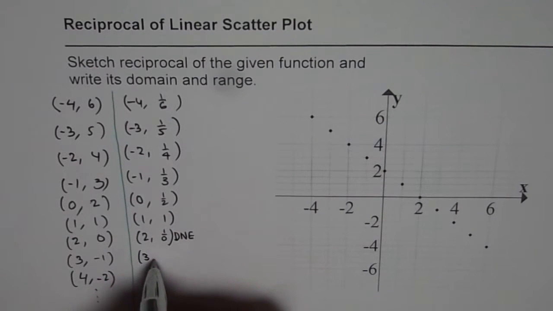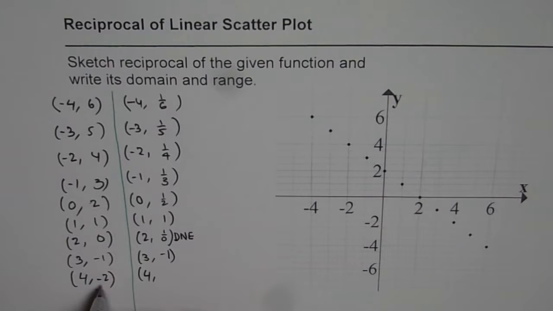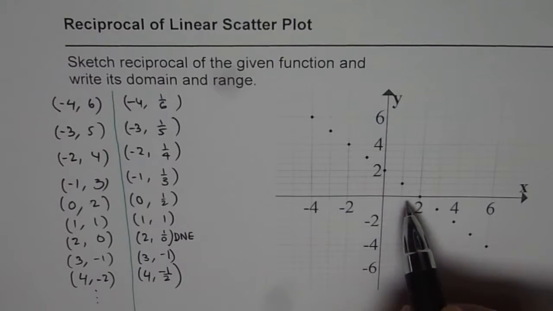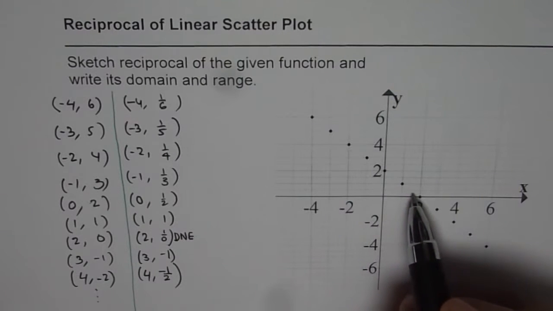Now at 3, the value is negative, so the reciprocal is going to be negative: the reciprocal of -1 is -1. And for 4, -2 is negative, so the reciprocal will be negative, -1/2. So like that, we'll get these reciprocal values. Well, I should have taken one value as a half also, just to show you that it becomes twice, right? So anyway, we haven't taken it here.